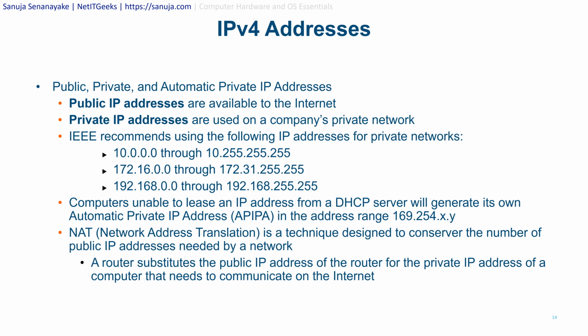So let's look at public, private, and automatic private addresses. Automatic private IP addresses are also known as APIPA. Public IP addresses are available to the internet, hence why we call them public. When it comes to IPv4, you can have public IP addresses as well as private IP addresses, separated by something called NAT, or network address translation. Basically, your router acts as a NAT, the separation between your public-facing IP addresses and private-facing IP addresses.